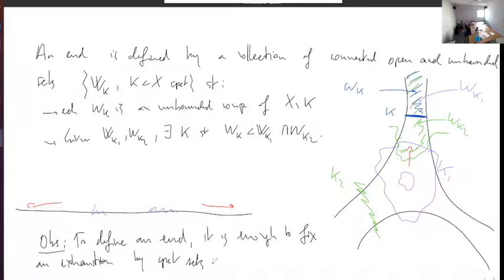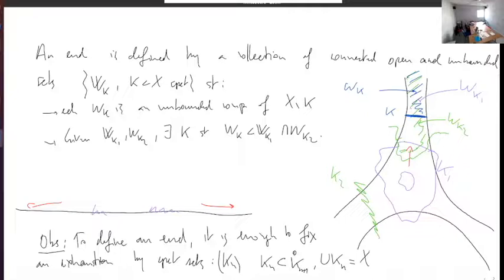Okay, so what is that? It is a sequence Kn of compact sets of your space, such that Kn is included in the interior of the next one. So it is an increasing sequence. And then the union of all the Kn is the whole space X.